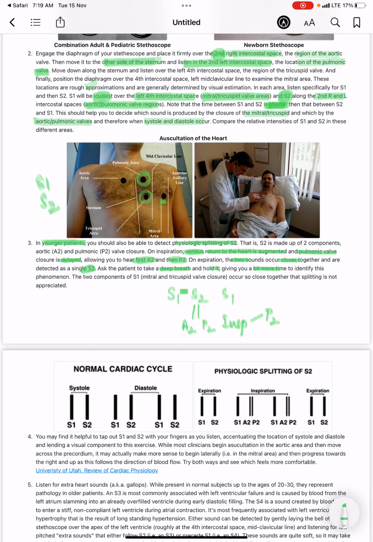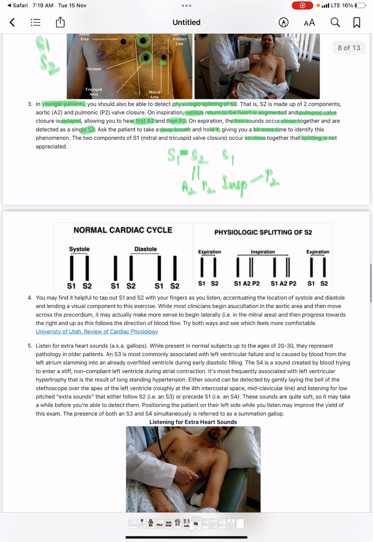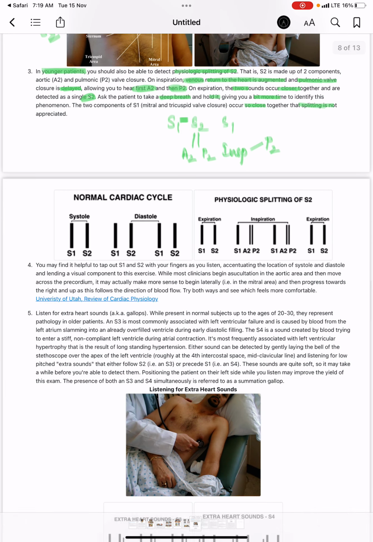The two components of S1, mitral and tricuspid valve closure, occur so close together that splitting is not appreciated. If you have to appreciate splitting, it is only in S2, not S1. So never comment on splitting of S1, because the two components occur so close together and splitting is not appreciated. Okay, so this is the normal cardiac cycle.